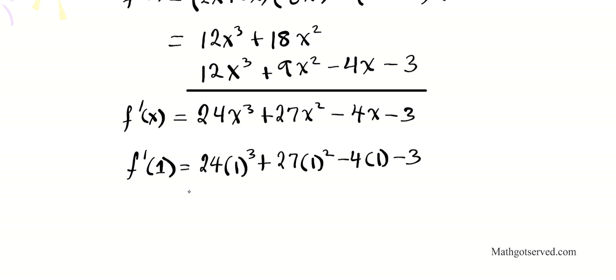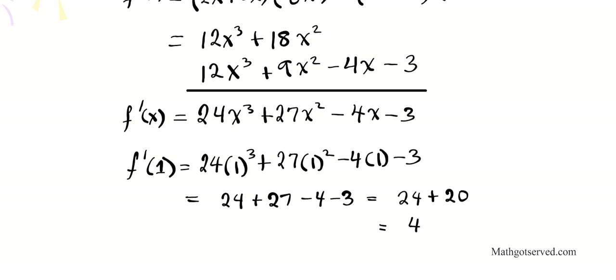All right, so that simply yields 24 plus 27 minus 4 minus 3. This is negative 7, right? So we just have 24 plus 20 because 27 minus 7 is 20, and then that's your final answer, 44. Okay, so f prime of 1 equals 44.